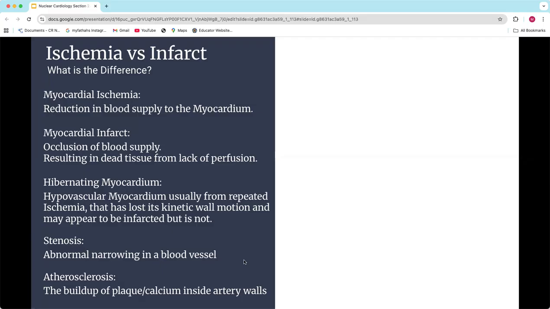So when you think of those two terms in terms of imaging, ischemia, think of reduction in blood flow, and we're going to define that one even a little more. And then myocardial infarct is a complete missing area or dead tissue.